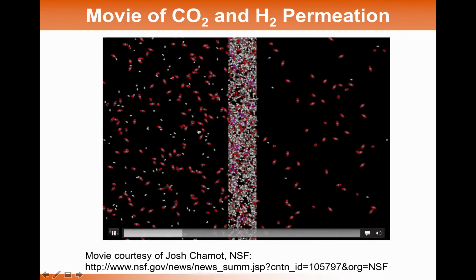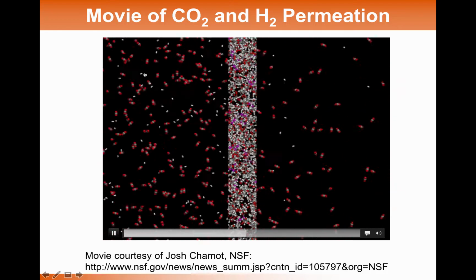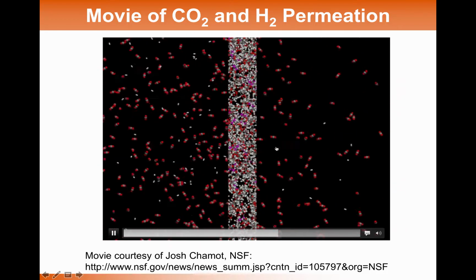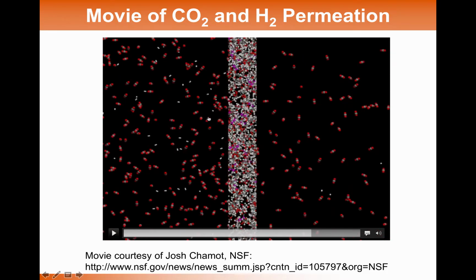In this case, this is CO2 and hydrogen. Hydrogen's the little white molecules, and they're diffusing from a high pressure, high concentration side through the membrane to a low pressure side of the membrane.